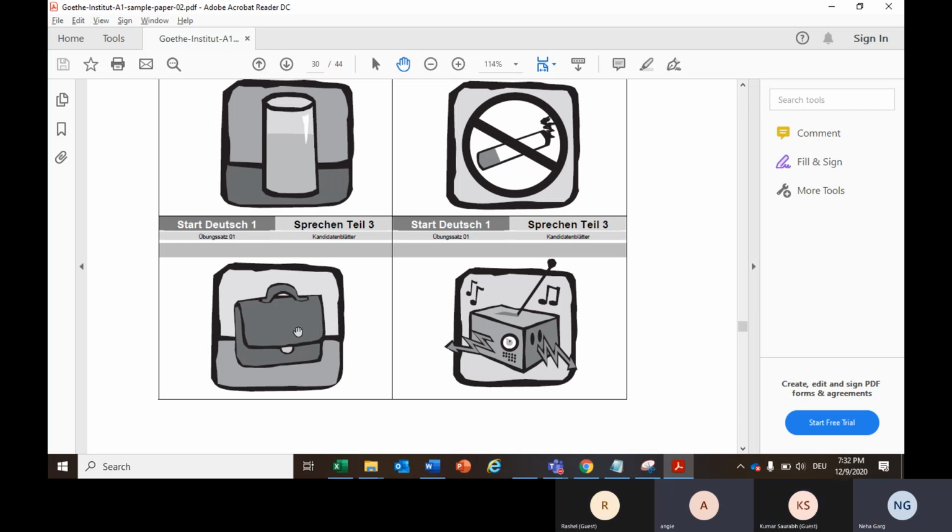Mine is Ditashi. Kannst du mich die Tasche geben, ja.